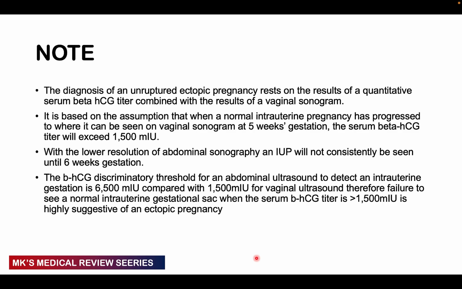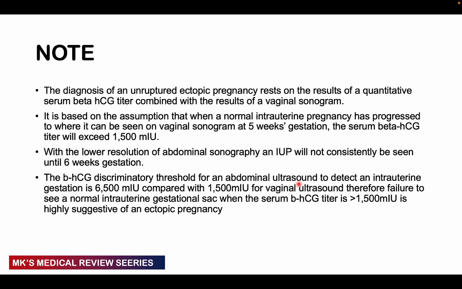Then of course it's going to be based on the assumption that when you have a normal intrauterine pregnancy that has progressed to where it can be seen on the vaginal sonogram at 5 weeks gestation, the serum beta HCG titers are going to exceed 1,500 milli-international units. With the lower resolution abdominal ultrasound, an intrauterine pregnancy will not consistently be seen until 6 weeks.